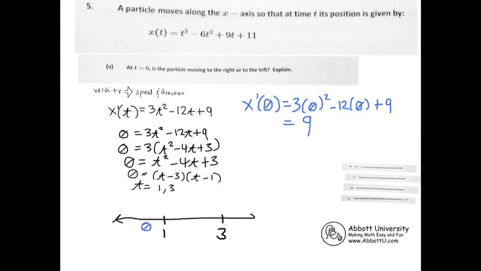Now 9 is a positive number. And what that means is we could write a plus symbol in that interval, because we tested a value in that interval and it pumps out a positive number. So that's that. Now we could try the interval between 1 and 3.